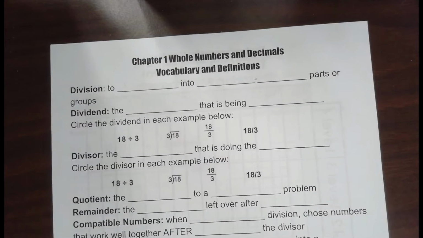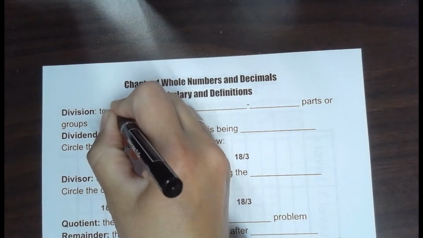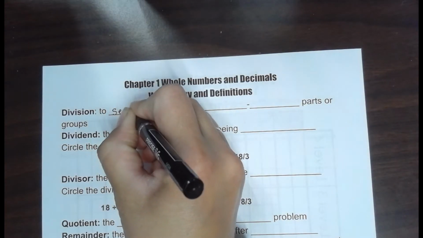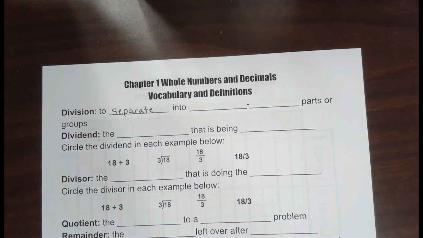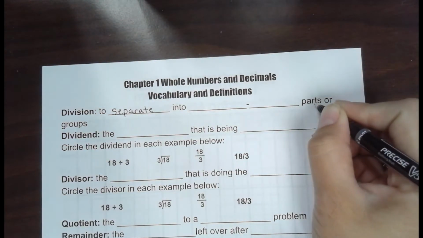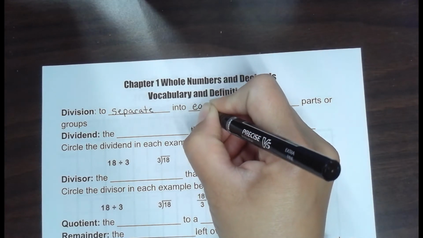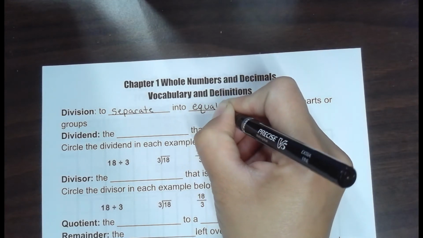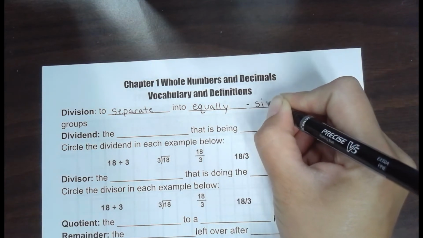So division was the first word we were given. Division is to separate into equally sized parts or groups. So let's write equally sized.